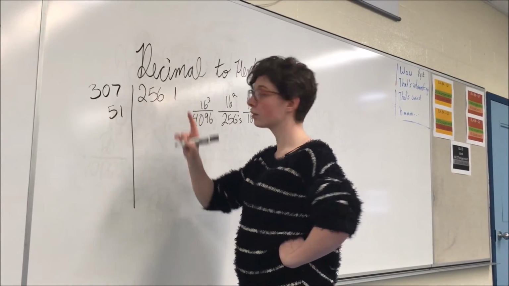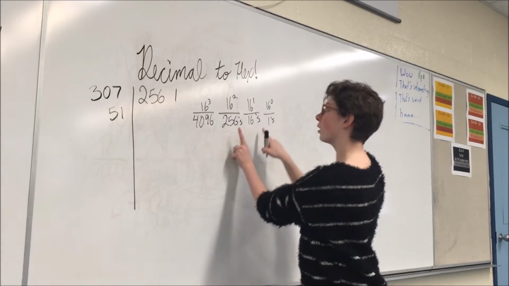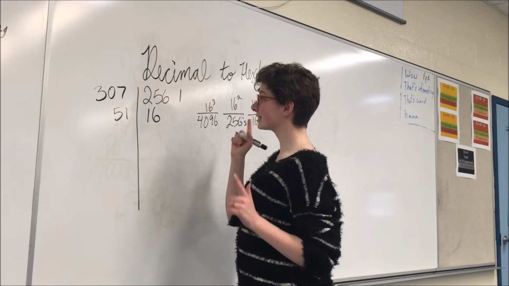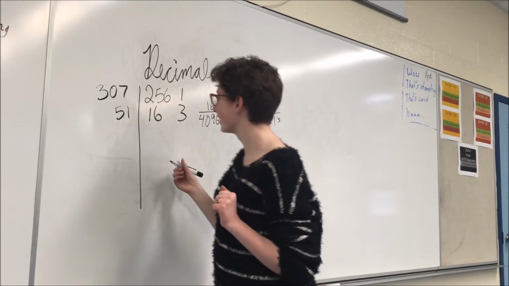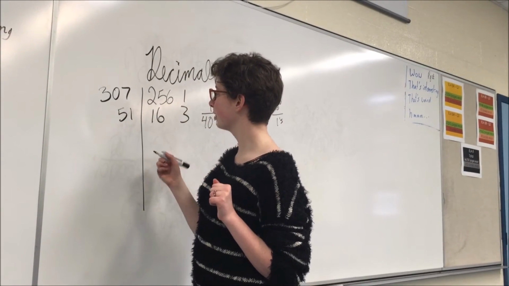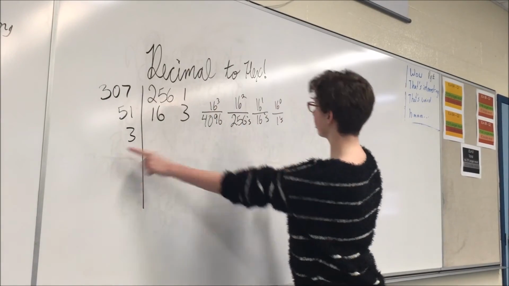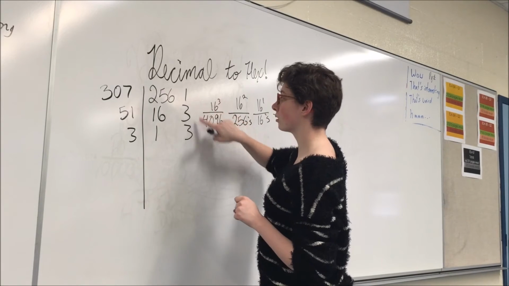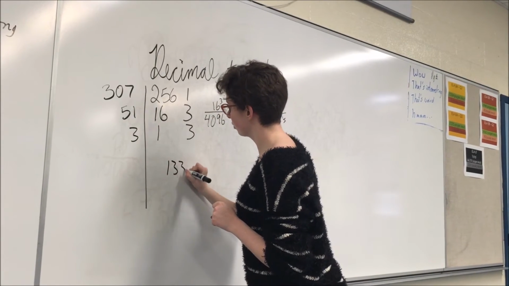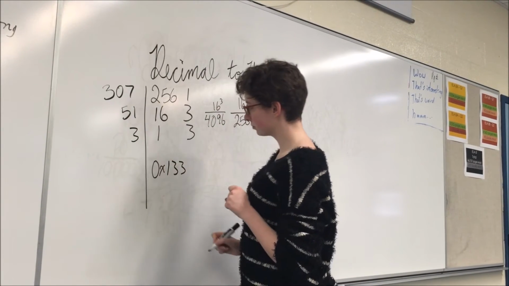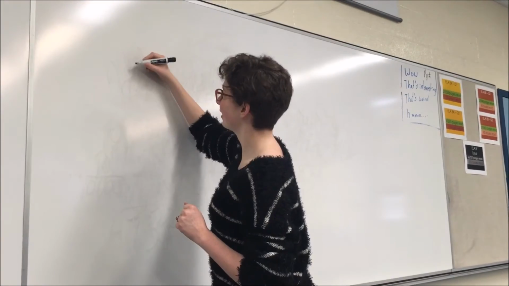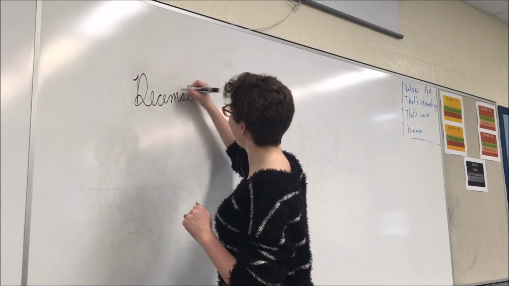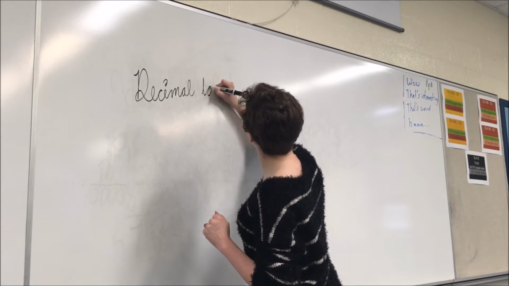So then 51 is now between 256 and 16. So 16 goes into 51 3 times with a remainder of 3. So then 3 is between 16 and 1, so then 1 goes into 3 3 times. So then that gives you your hex number, 133. So 307 in decimal is 133 in hexadecimal.